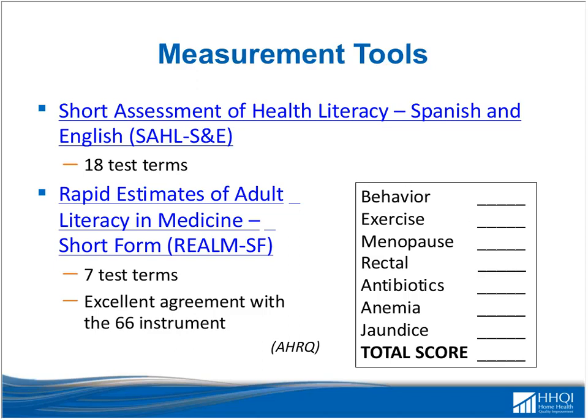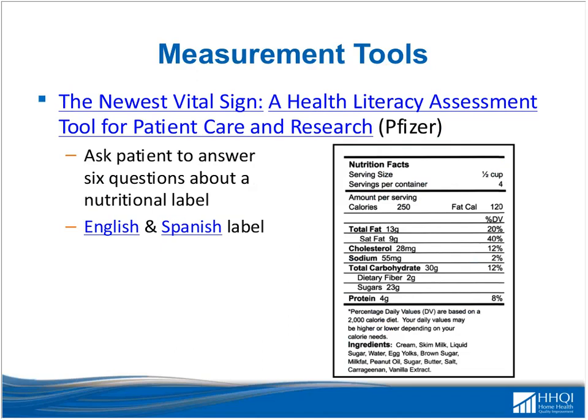Now, the next tool I really like is the Newest Vital Sign, and it came out probably, I don't know, 8 years ago or more. And it's basically you would hand a patient a food label, and they give you the food label here, and it is an ice cream label is what it is.